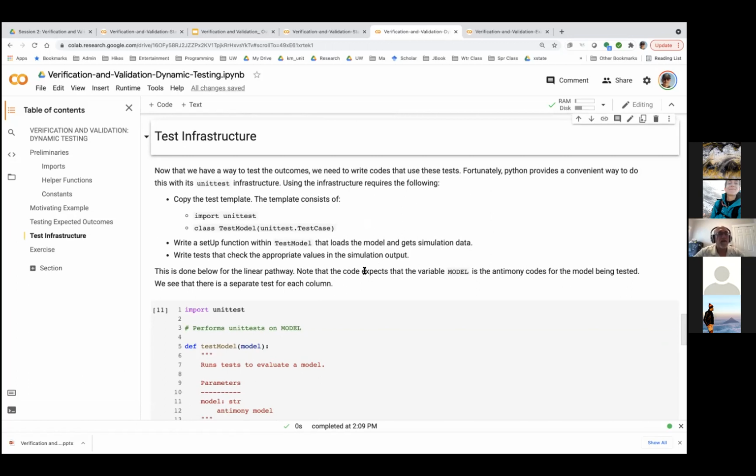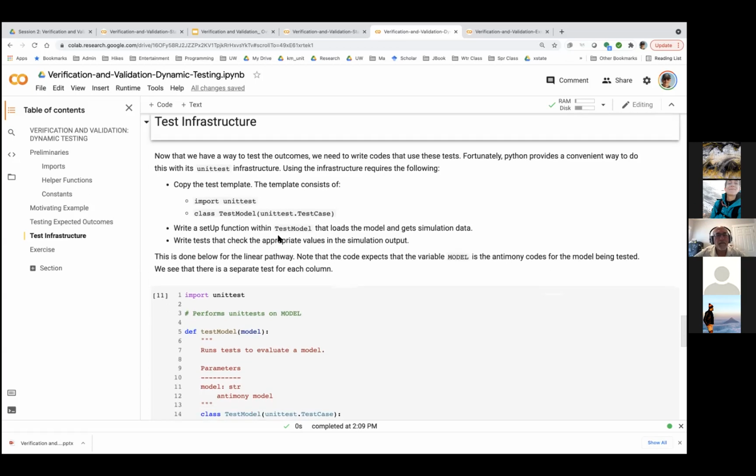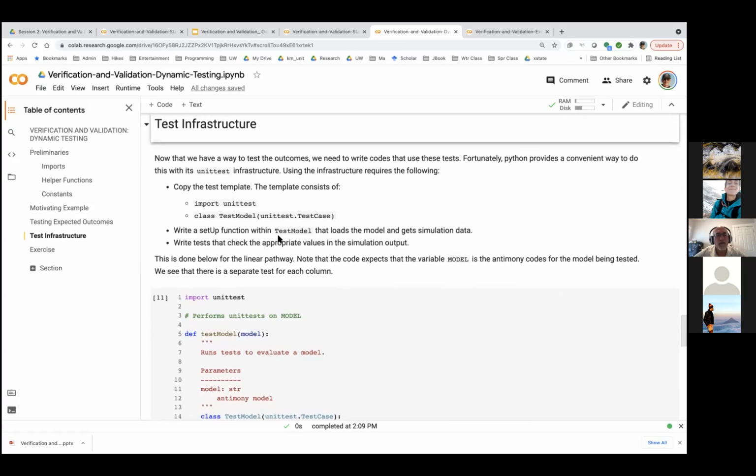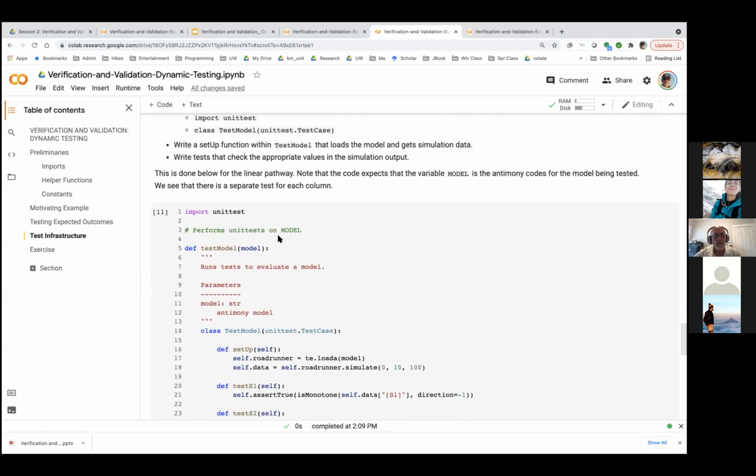There's a package, much like Tellurium is a package and NumPy is a package. There's actually a package just for unit testing called unittest. That's this right here. And we're going to take advantage of that package. And then I'll show you there's a template for being able to run these tests, and you'll take advantage of this template to do it.